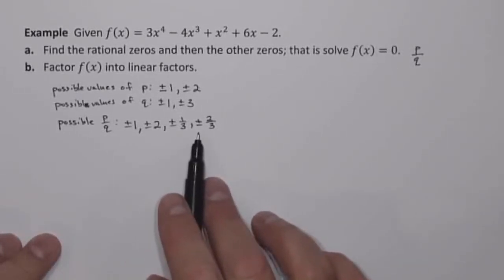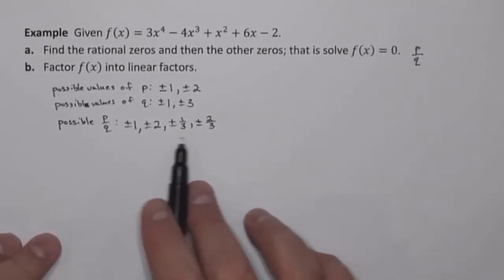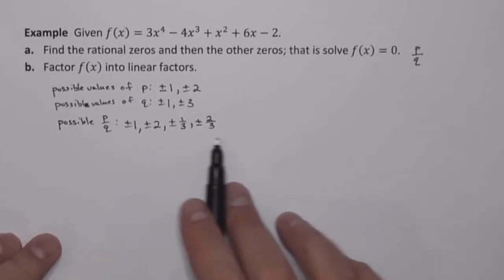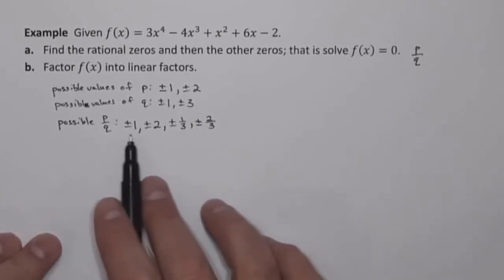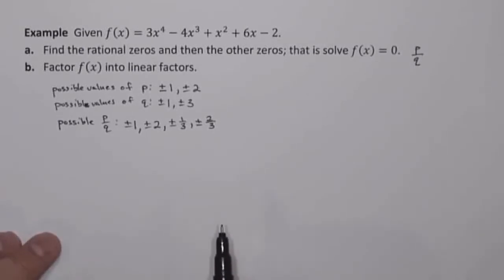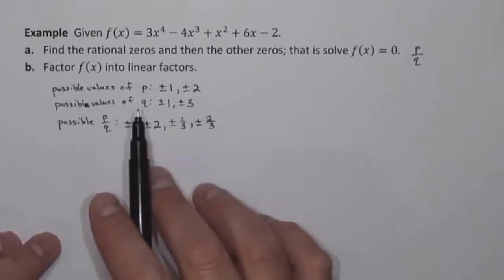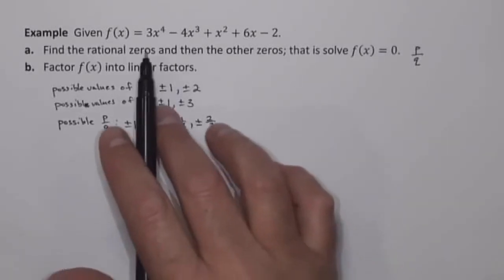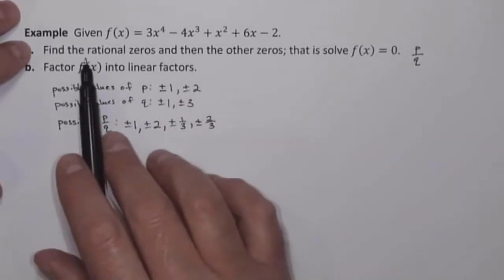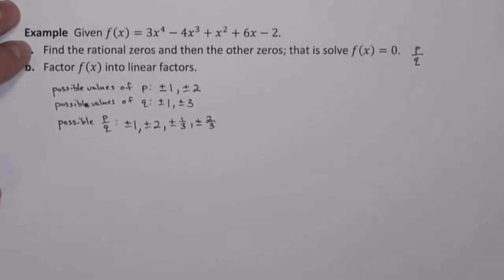Now there could be other non-rational zeros. There could be, for example, irrational zeros, or there could be imaginary zeros. But if there are rational zeros, these are the only 8 possibilities. And so we want to figure out if any of these 8 possibilities are, in fact, zeros of our polynomial function. So we're going to find the rational zeros first, and then we're going to find any other zeros.